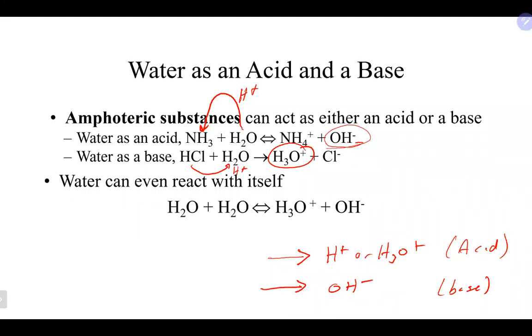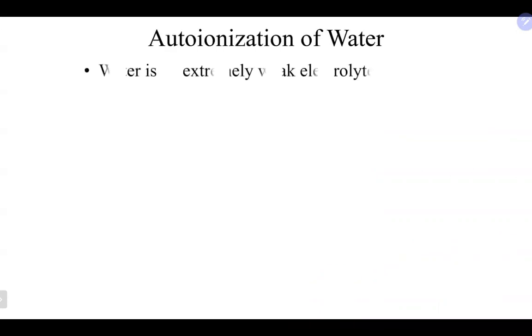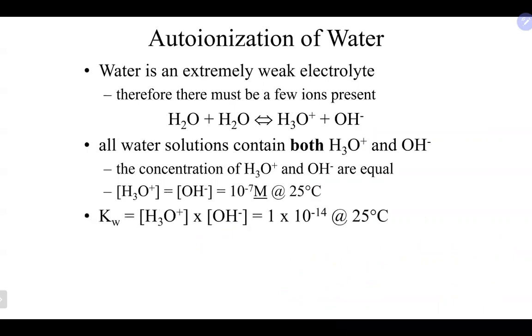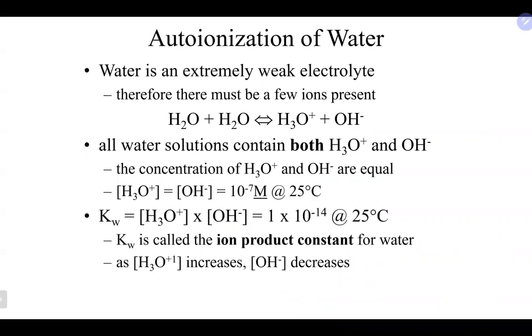Now, water can even act upon itself, one being an acid, one being a base. So for example, this one is donating an H plus, and that's what's happening in solution all the time. The waters are reacting with each other. And it creates an important relationship, which is known as the autoionization of water. It creates what is referred to as Kw. And Kw is this right here: the concentration of H3O plus times OH minus equals 1 times 10 to the minus 14.